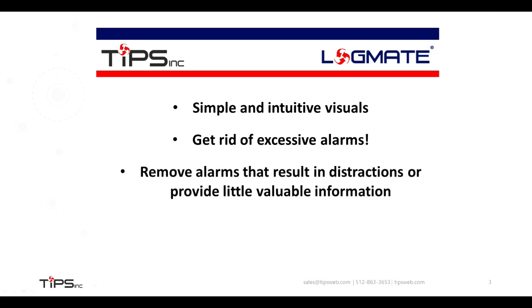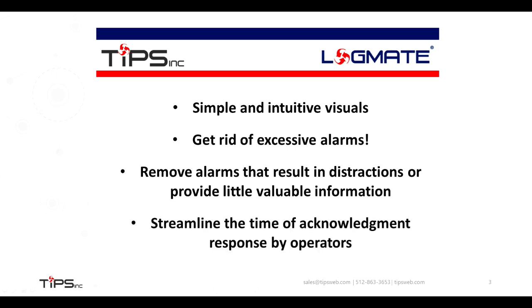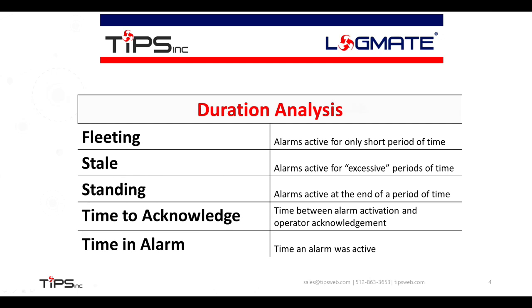Clauses 16.4.6 and 7 of ISA 18.2 define duration alarms as alarm periods that result in distractions or provide little valuable information to the operators. It's not just alarms. You can also see the time of acknowledgement response by operators. This is where our ACE reports come in.